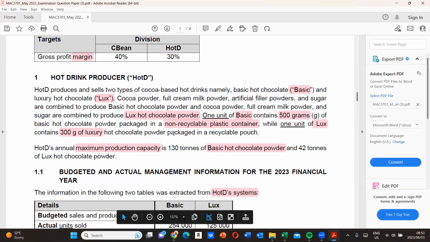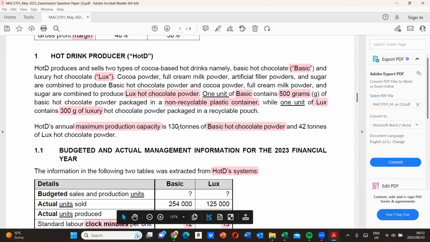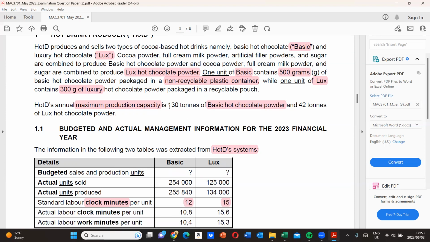In regard to this, remember we are told that the company has a normal capacity of 130 tons of whole powder and 42 tons of hot chocolate. So this is their normal capacity. We're going to use normal capacity to do the calculation of our absorption rate. So we want to determine the number of hours that they spend in regards to this tonnage. What can we do in this regard? So we're working with 130 tons there and 42 tons there.